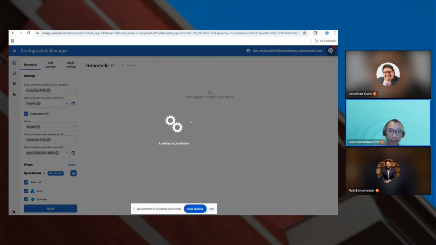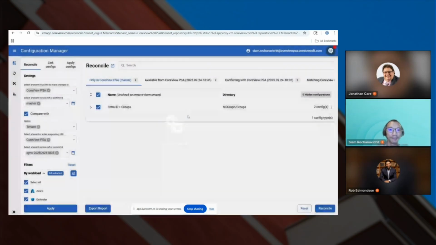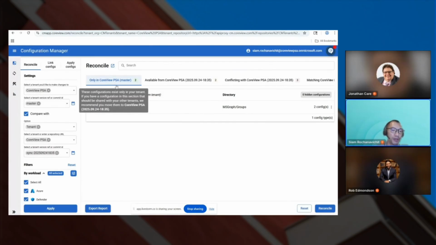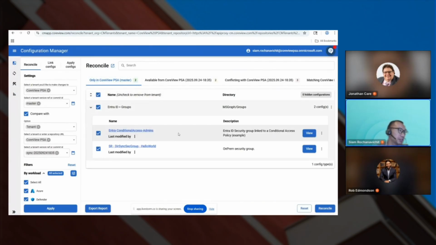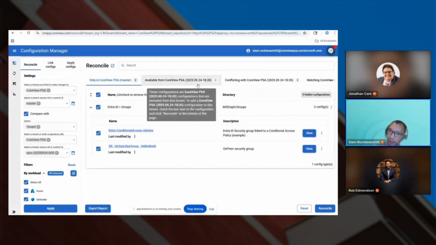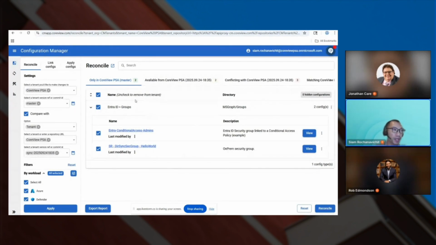Those data points being only in CoreView PSA master. This denotes that these are all objects configurations that are new as of the time this backup was taken, September 24th. Everything's a staging process within Reconcile, meaning I can check or uncheck boxes to stage something like the removal of this Entra conditional access group. I know it's newly added. If it shouldn't be there, I can stage the removal simply by unchecking the box.